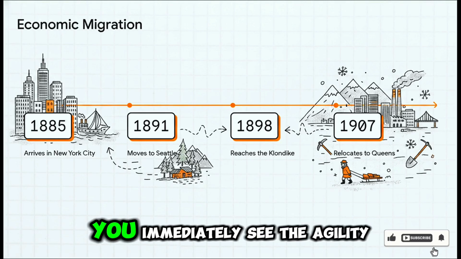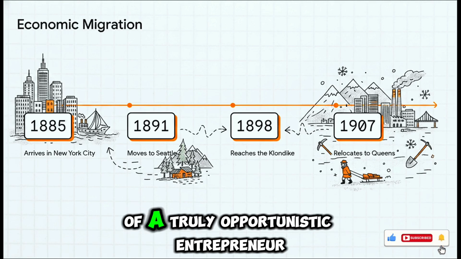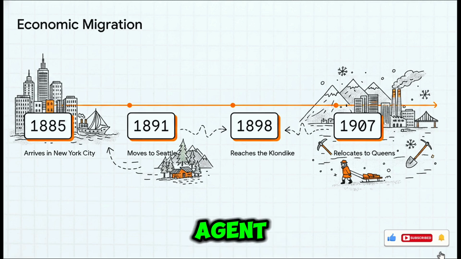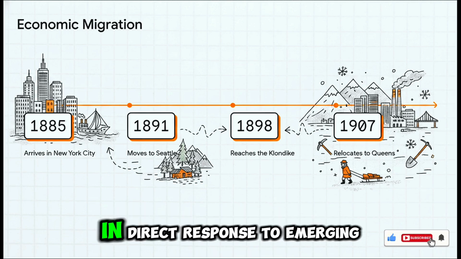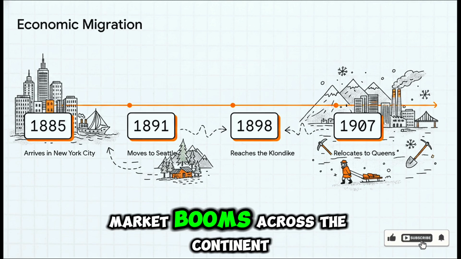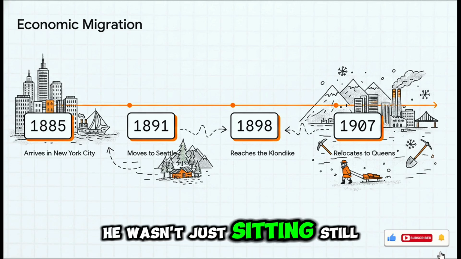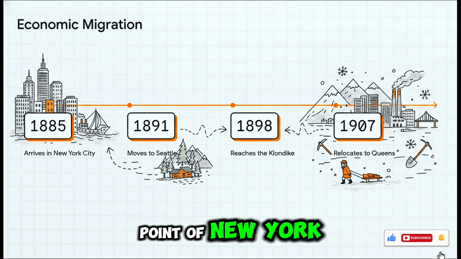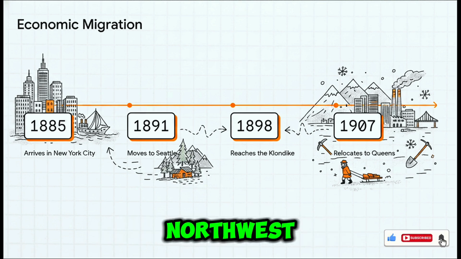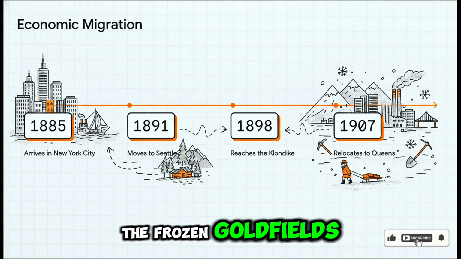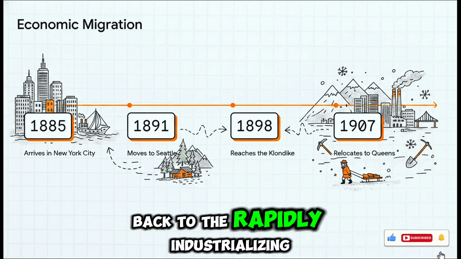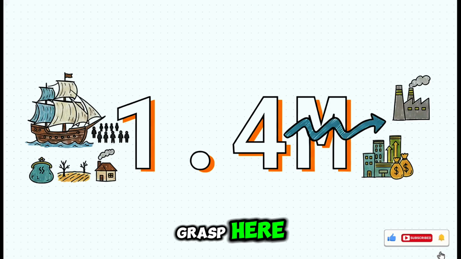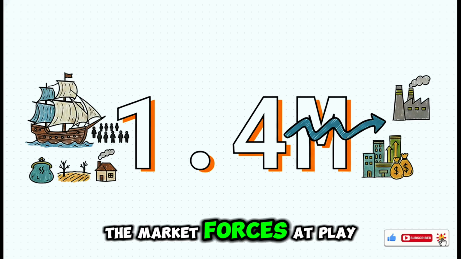Following his timeline, you immediately see the agility of a truly opportunistic entrepreneur. We're talking about an economic agent physically moving his labor and capital in direct response to emerging market booms across the continent. He wasn't just sitting still. He followed the capital flows, moving from the crowded entry port of New York out to the developing Pacific Northwest, all the way up to the frozen gold fields, and then finally back to the rapidly industrializing boroughs of New York City.